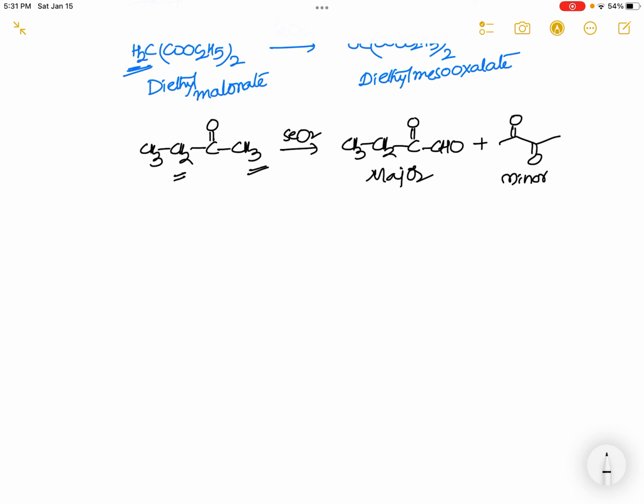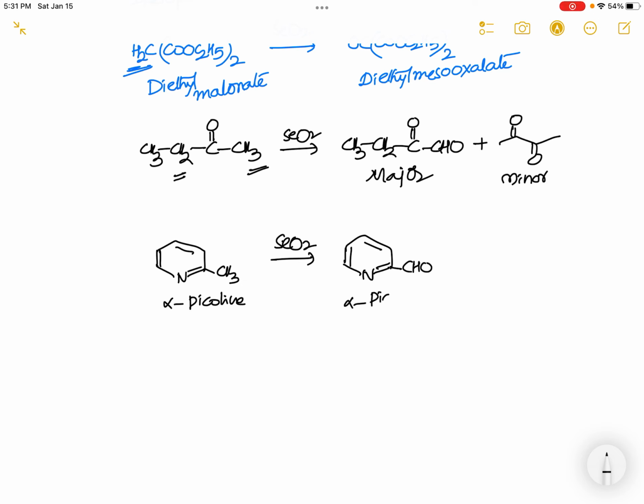When two sides possibilities are there, you can take both sides. And some other typical examples. If you take this compound with a methyl group here, this is called alpha picoline. When this is treated with selenium dioxide, this is CHO, alpha picolinic aldehyde.